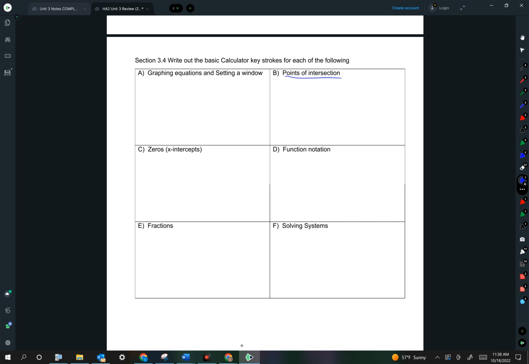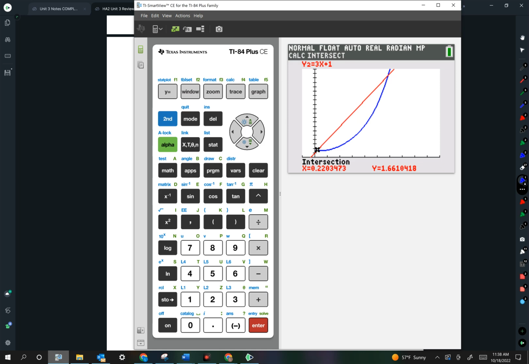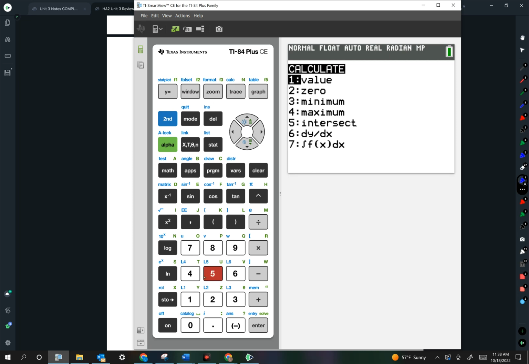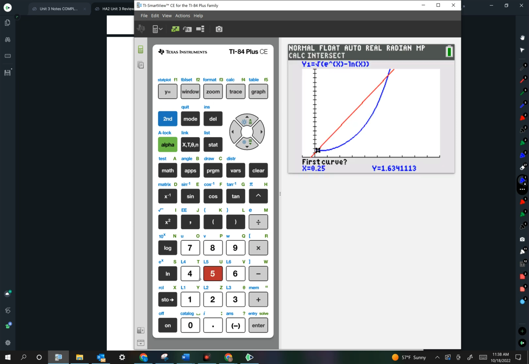Well, for point of intersection, isn't that where you have to do second trace, and I want to say that's number 5. If on your calculator, let's see, if I do second trace, doesn't number 5 say point of intersection? And so that's where you could then put the cursor on your point of intersection and do the whole enter, enter, enter.